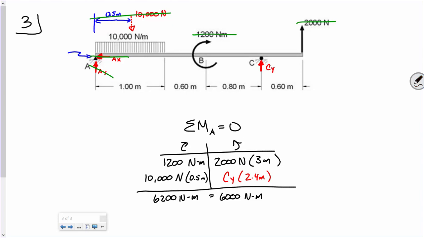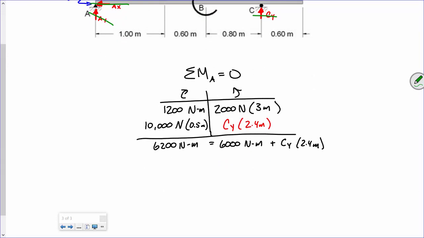So this is plus CY times 2.4. And see, that's why I like to take the free body diagram and just start crossing them out and make sure we took care of everything. You know what I mean? It's one of those things, if you're on the exam, wait, something doesn't make sense. 6,200 doesn't equal 6,000. Math, you know? Stuff like that happens on the exam. It's okay. So solve this equation.